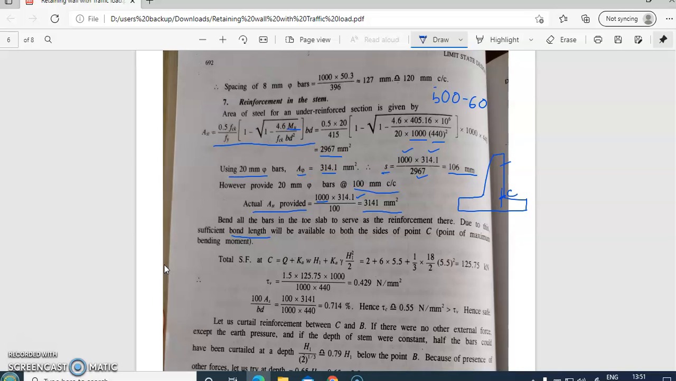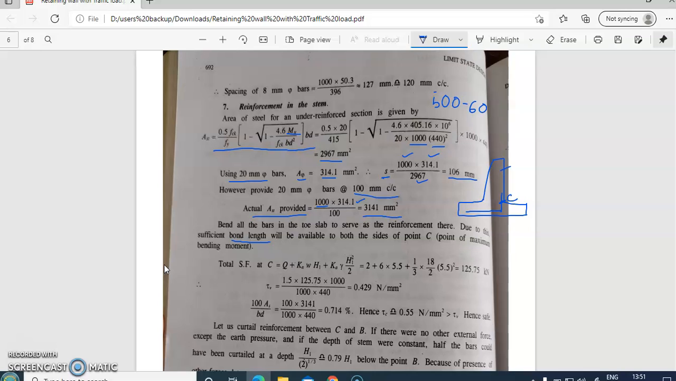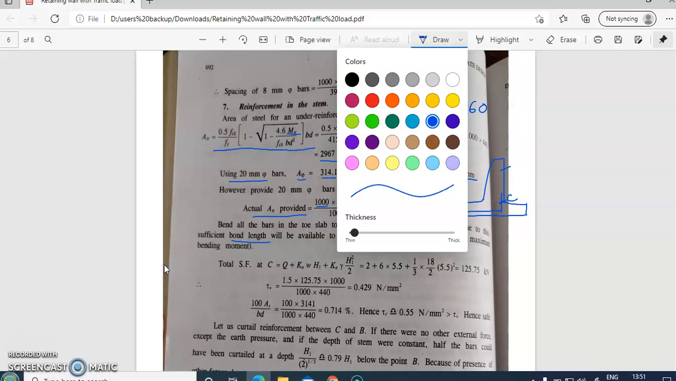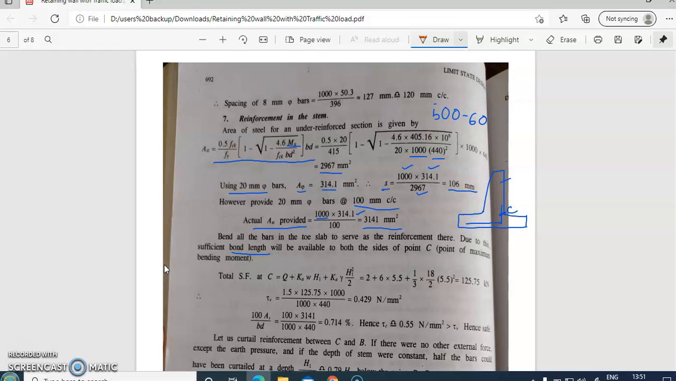okay, and we can either continue it like this here, or we could continue it on the top of the toe slab. Okay, so say for example, I'll draw it with another color. Okay, so it could be continued on top depending upon which side experiences tension.